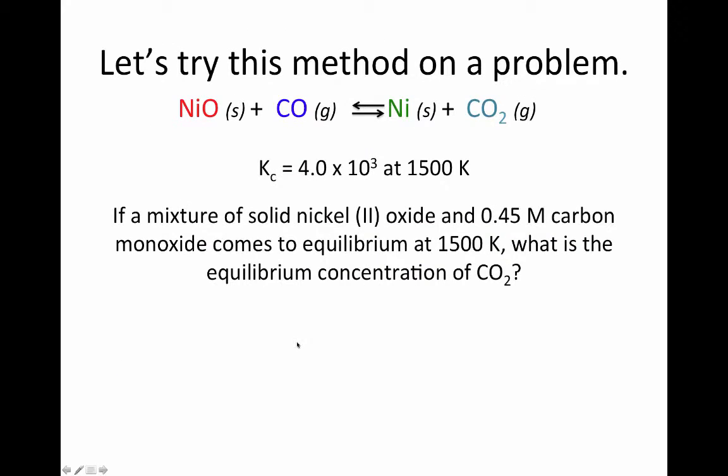So here's a problem in which nickel oxide is being treated with carbon monoxide gas, and that is going to form solid nickel and carbon dioxide. And we're given the equilibrium constant at 1500 K. The equilibrium constants do vary with temperature, so it's important that we know the equilibrium constant at the particular temperature at which we're working. Okay, so we're starting with a mixture of solid nickel oxide and 0.45 molar carbon monoxide, and we want to know what the equilibrium concentration of CO2 is.